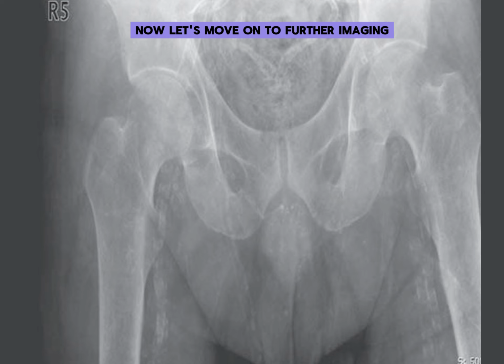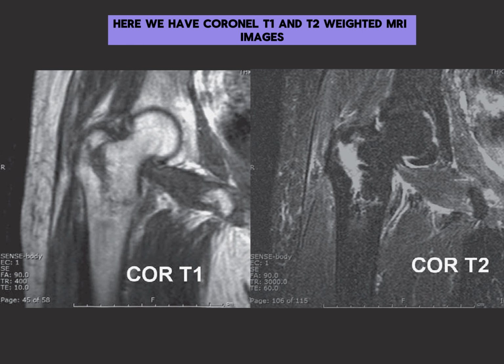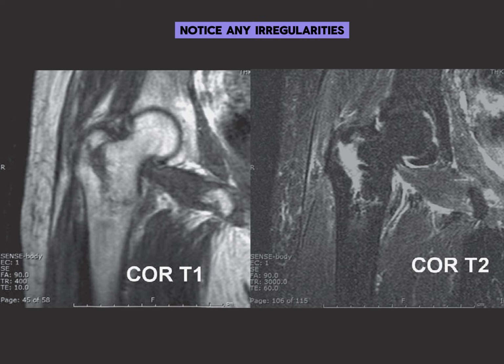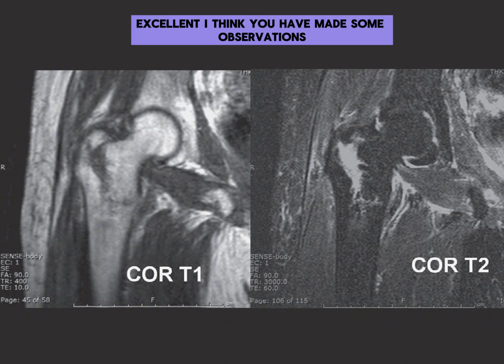Now let's move on to further imaging. Here we have coronal T1 and T2 weighted MRI images. Notice any irregularities? Pause the video again and take a closer look at these images. Excellent. I think you have made some observations. Now, let's put all the pieces together and see the findings.